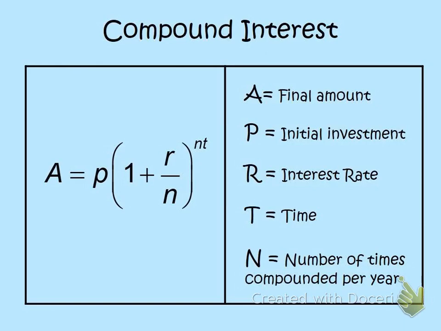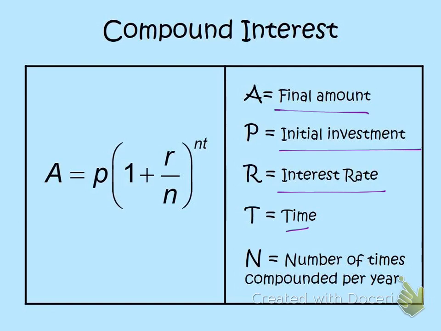Okay? This particular formula we use if we're compounding interest a certain number of times per year. Different than if we're compounding interest continuously, which we'll see in a minute. So here's your formula. A stands for the final amount. P is the initial amount that you put in. R is your interest rate. T is time, and N is the number of times that they're going to pay you per year. Number of times is going to be compounded per year.